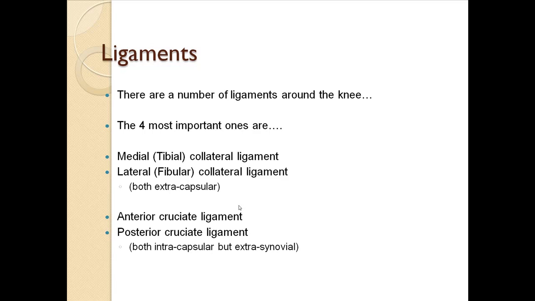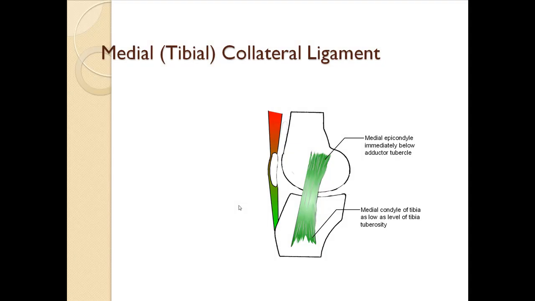capsule itself. And then inside the knee joint, we've got 2 ligaments that cross over, called the cruciate ligaments. One is anterior and one is posterior. They get their names from their tibial attachments. They're intracapsular, but they sit outside the boundaries of the synovial membrane. Starting off with the medial collateral ligament.